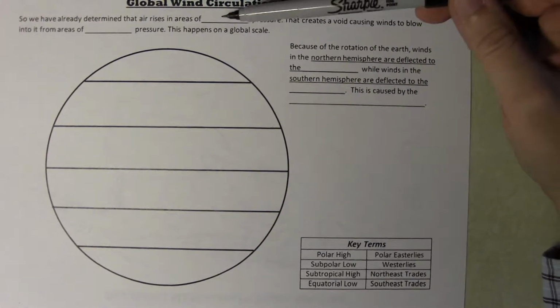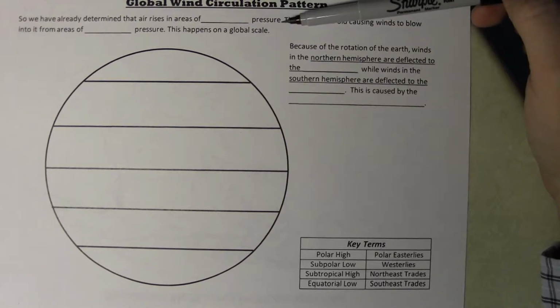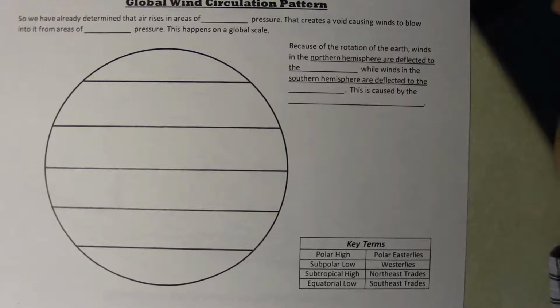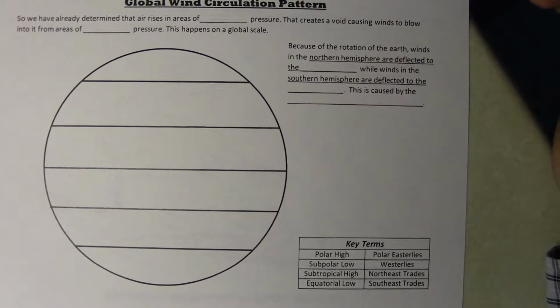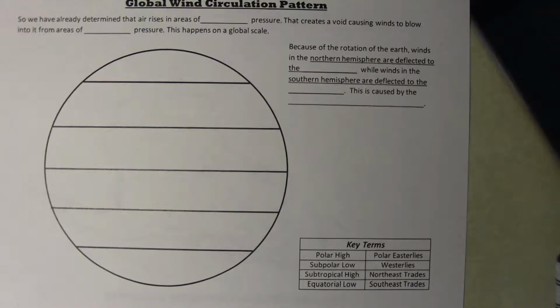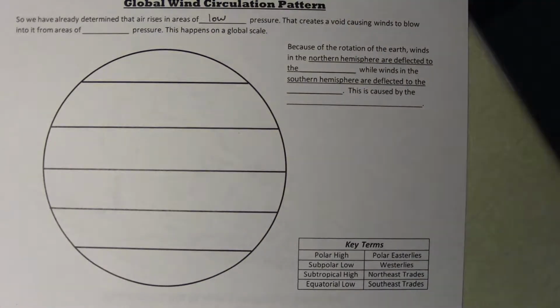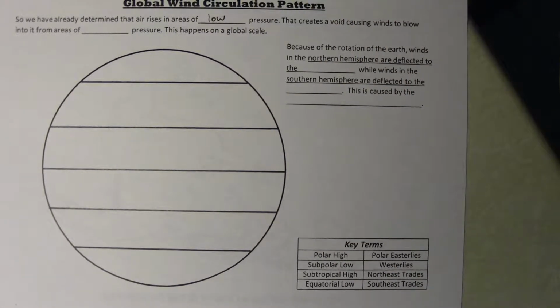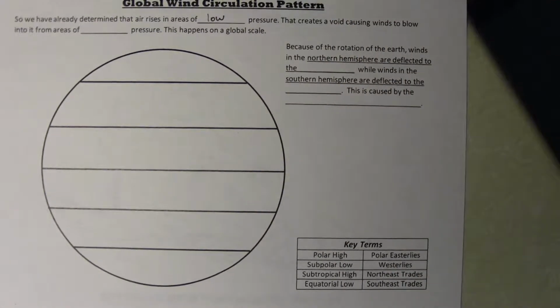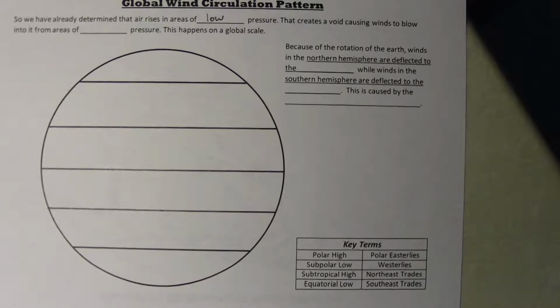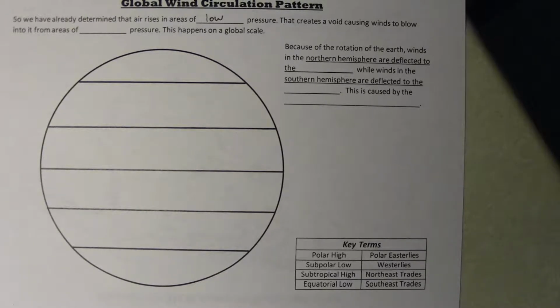So my first question there, so we've already determined that air rises in zones of something pressure. Think about it for a sec. Okay, hopefully you got that was low pressure. So then this creates a void, right? It's almost like a vacuum effect. This creates a void causing winds to blow into it from areas of obviously high pressure.